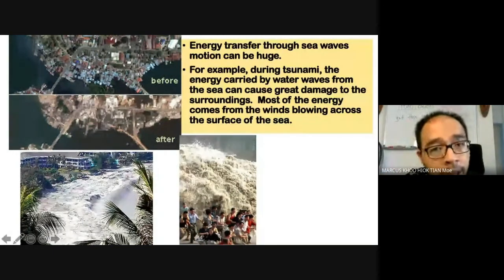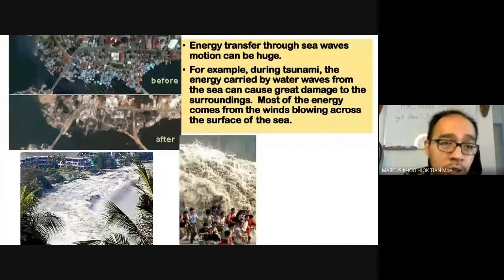Most of the energy comes from the winds blowing across the surface of the sea. Okay, that's why if you've ever encountered a tsunami, the worst thing you can do is run towards the tsunami. It's a huge amount of energy.